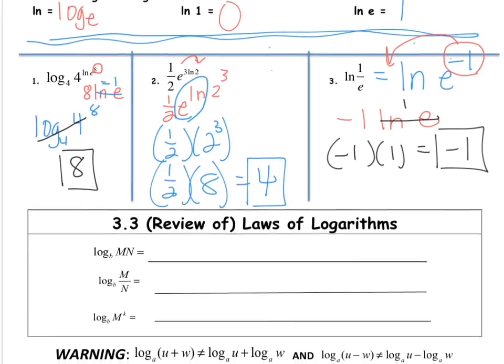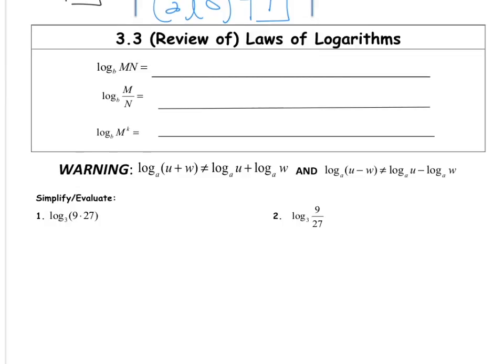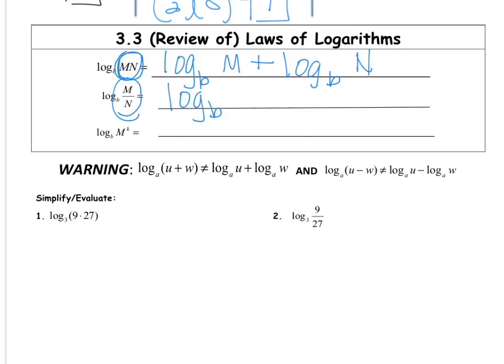Now, let's review those rules I kept mentioning up top there. If you remember from previous math classes, if you have two things being multiplied, you can separate it into two logs, log base b of m plus log base b of n. And sometimes that just makes it easier to solve. And then when you have division, you can change it and make it log base b of m minus log base b of n. And then when you have an exponent, you can put it in front, k log base b of m.